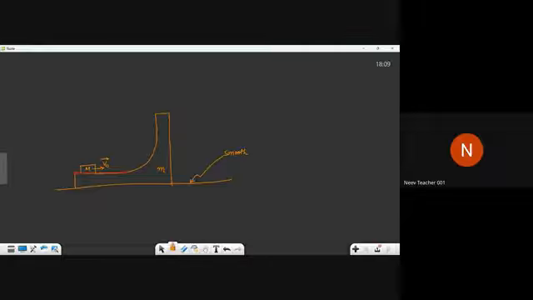After this point, mass capital M is to negotiate a curve. And as it negotiates a curve, the normal will then be in a different direction on it. Normal will no more be vertical. Normal will be somewhat like this. In turn, capital M will apply force on small m in this direction.